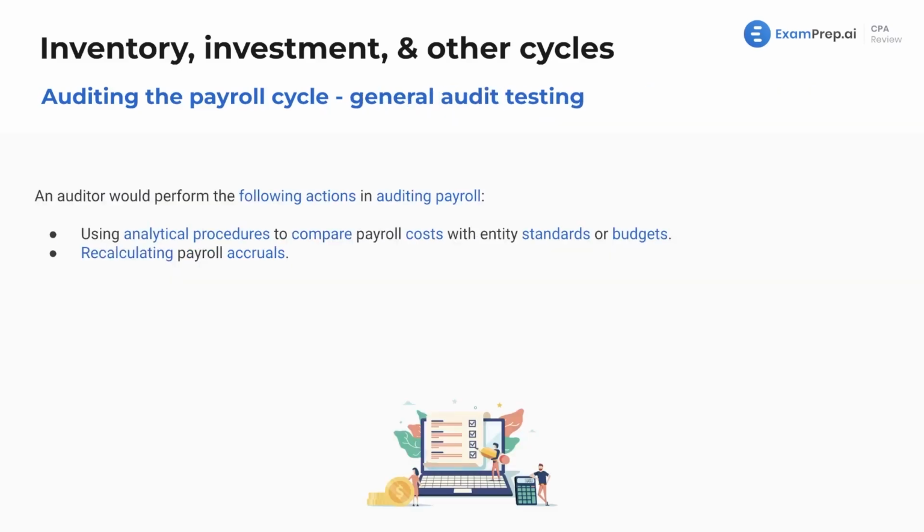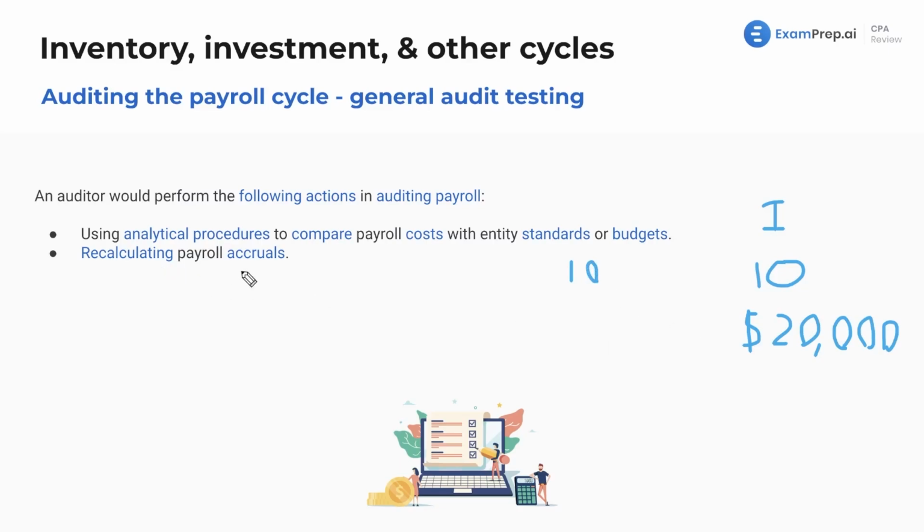Here are some general audit tests, some general items that you would do when you're auditing payroll. You're going to use analytical procedures to compare payroll costs with entity standards or budgets. If we have two manufacturing companies, and one is not your audit client, you're just looking at them, they have 10 employees and an average salaries and wage expense of $20,000 per employee, or whatever that might be. Maybe it's $20,000 or $200,000 as a whole, whatever. And let's just say this is the industry standard also. So companies that have 10 employees usually pay them about $20,000. In your client, they've got 10 employees, but it looks like they're paying them 15. That might be something to look into.